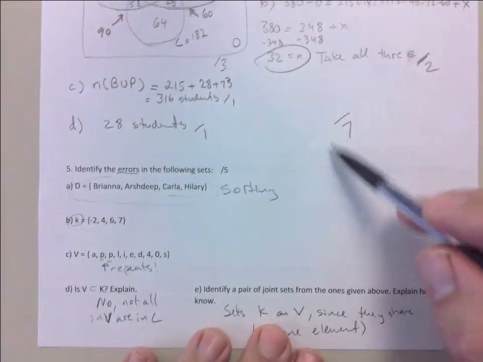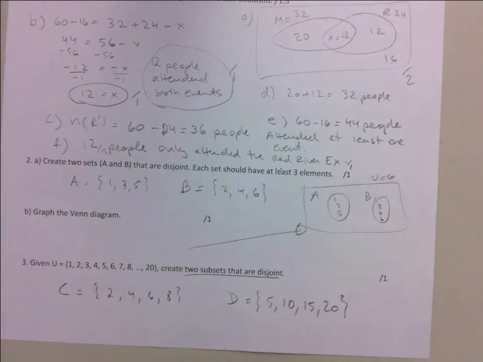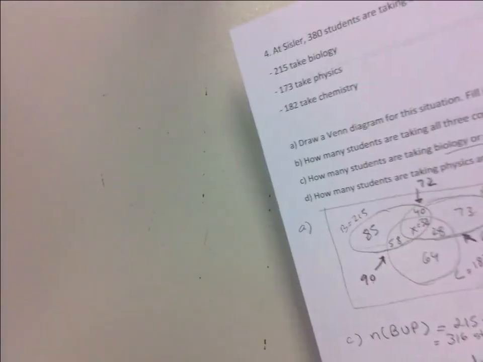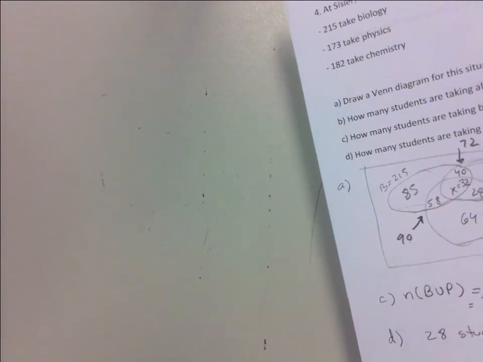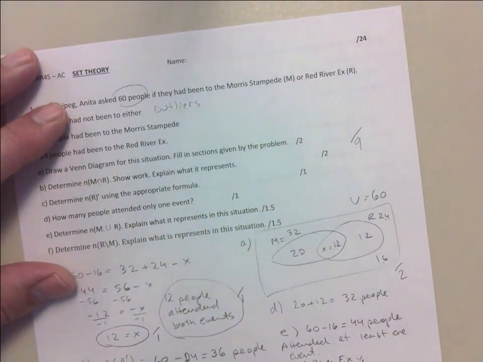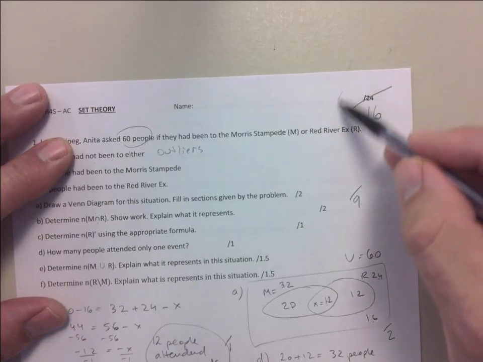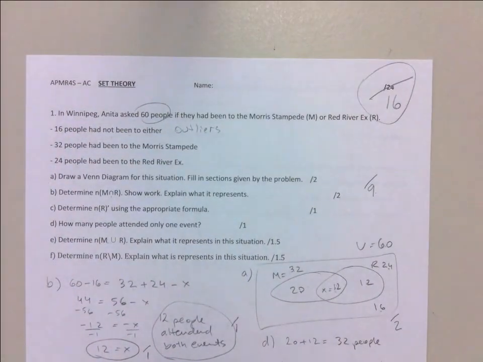So 7 for this page, and then the front was worth 9. Oh, I did ask you to do... No, I crossed out 5, right? Yeah, never mind. So 7 and 9, that would make this 16. So just make it out of 16.